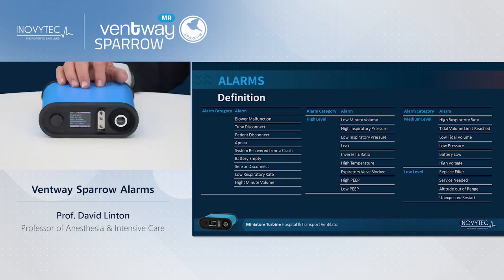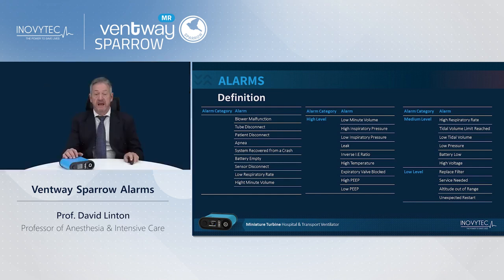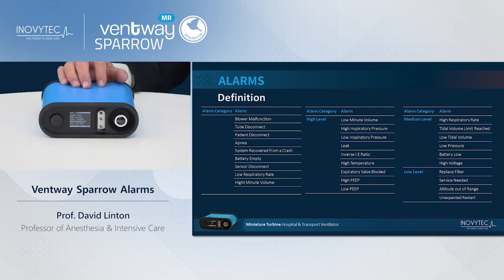The alarm category medium level is if the respiratory rate is high, if the tidal volume limit preset is reached, if there's a low tidal volume or low pressure or the battery is getting low or there's a high voltage, the medium level alarm will be triggered. The low level is if the machine senses that the filter is a bit blocked with dust or moisture, if service to the ventilator is needed, if you're in an aircraft, helicopter or jet at high altitude, whether the altitude cabin pressure is out of range, and an unexpected restart of the ventilator.